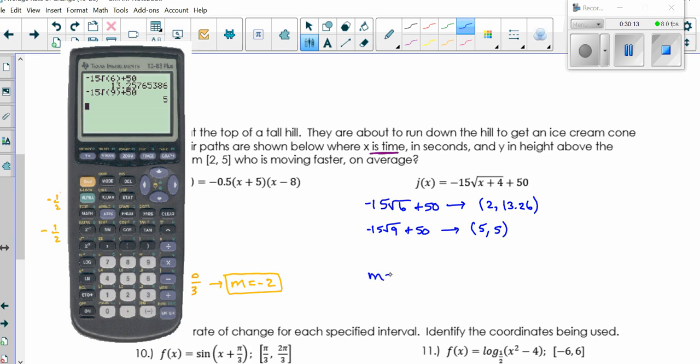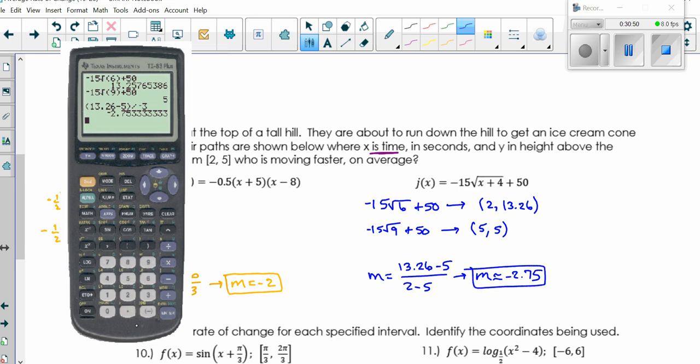So I'm going to get m equals 13.26 minus 5 over 2 minus 5. Oh man, and 2 minus 5. So that's going to give me, I'm going to put this in my calculator. So 13.26 minus 5. And again, you guys should be doing this. Don't just watch me. That's going to give me that m is about negative 2.75.